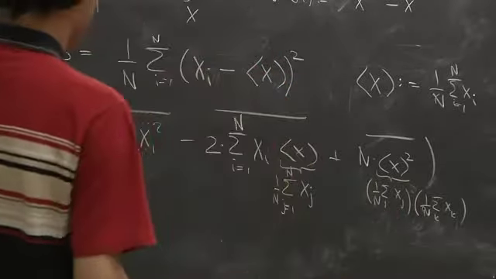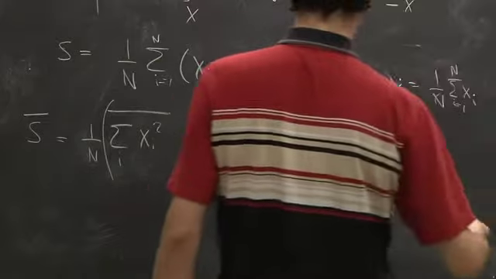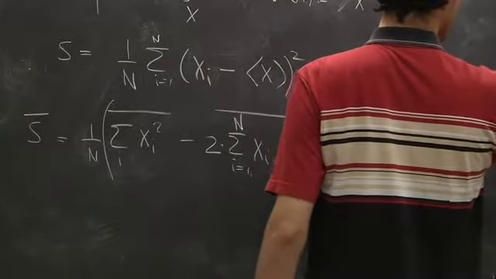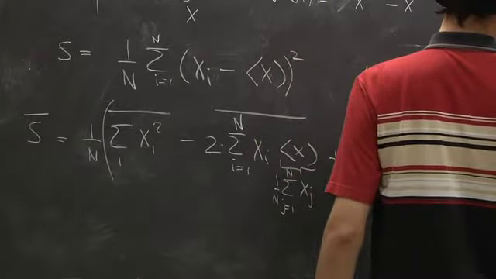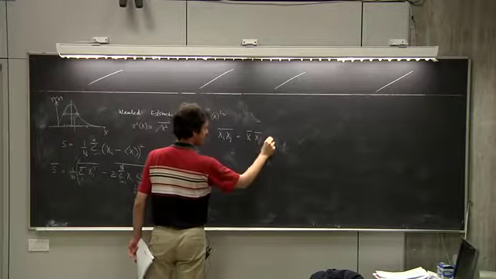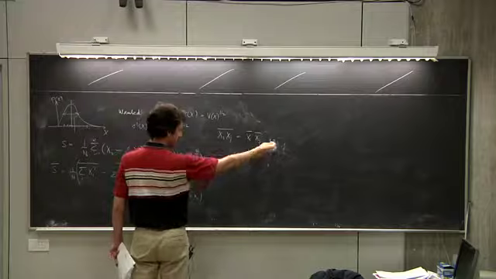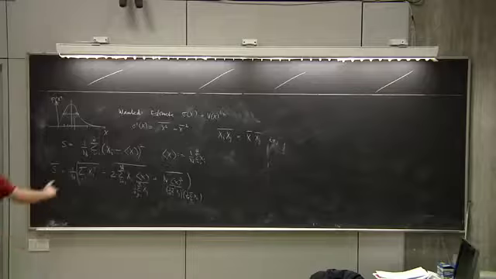Okay. Now what we need is the following. So I assume xi and xj to be independent, right? That means the following, that if I take the average of the product, it's equal to the average of xi times the average of xj, for i non-equal to j. Of course, if i is equal to j, then this is not the same. Okay, now we evaluate this sum.